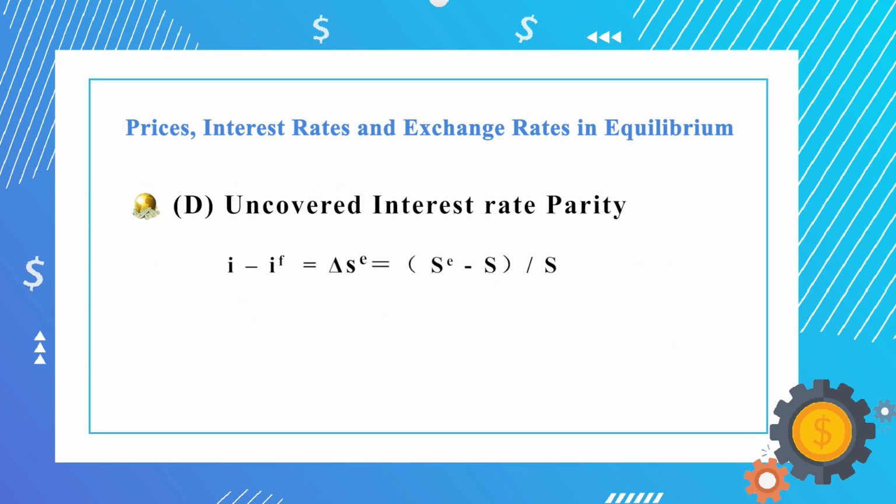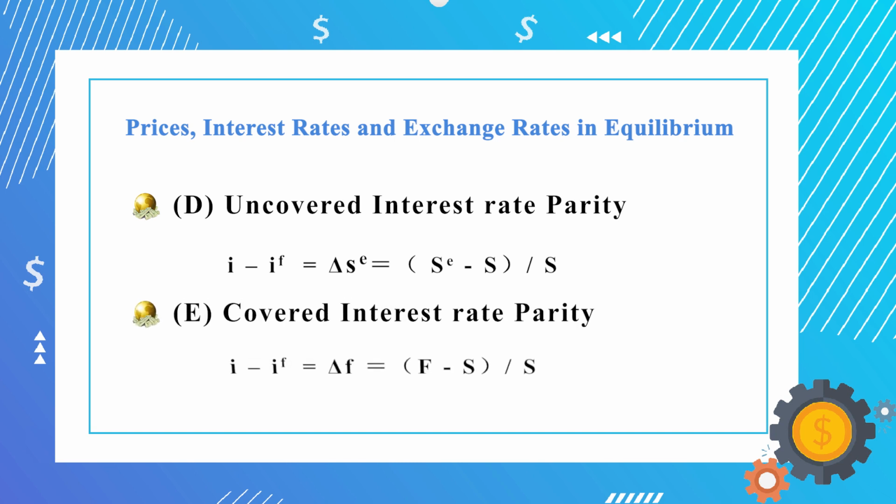Uncovered interest rate parity indicates that the difference of interest rates between home currency and foreign currency equals, but with opposite sign to, the expected spot depreciation or appreciation of the foreign currency. Covered interest rate parity indicates that the difference of interest rates between home currency and foreign currency equals, but with opposite sign to, the forward rate discount or premium of the foreign currency.